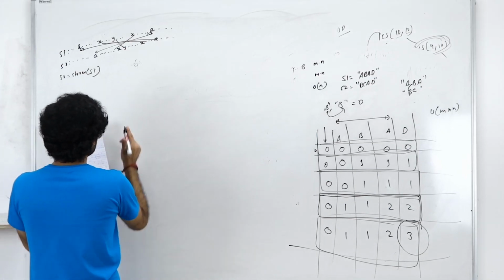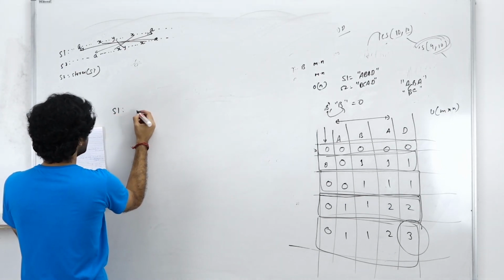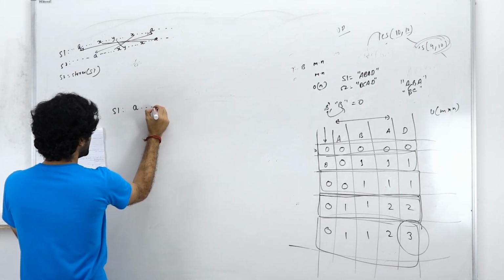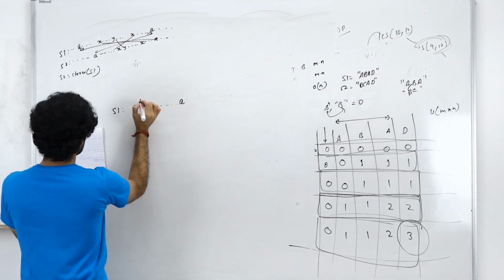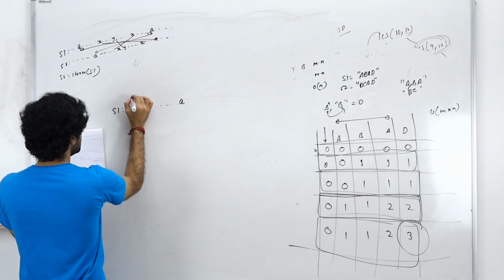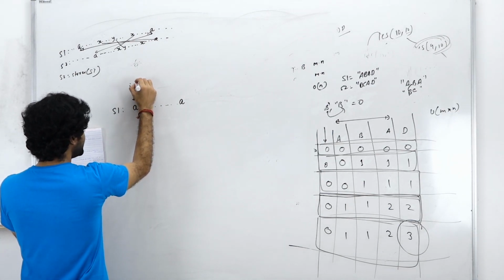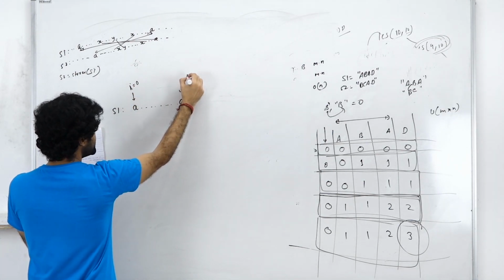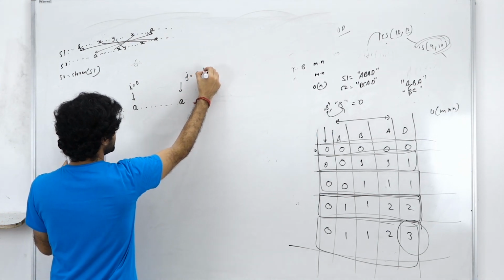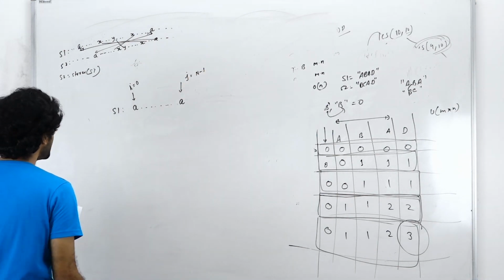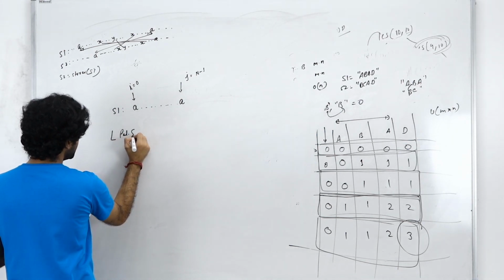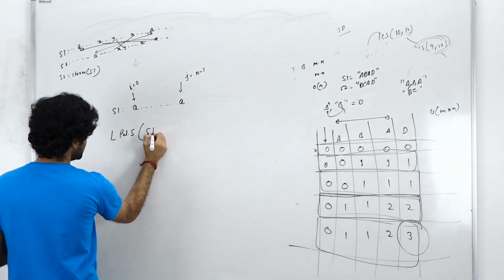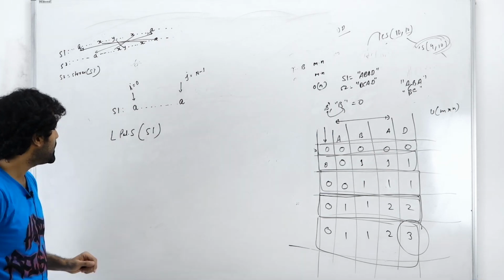So let us say I have string S1 which comprises of A followed by something something something, and its last character is also A. So let's say this is my ith character, currently i is 0, and this is my jth character, currently j is n-1. Okay, so I want to find the longest palindromic subsequence of S1. This is what I want to find.